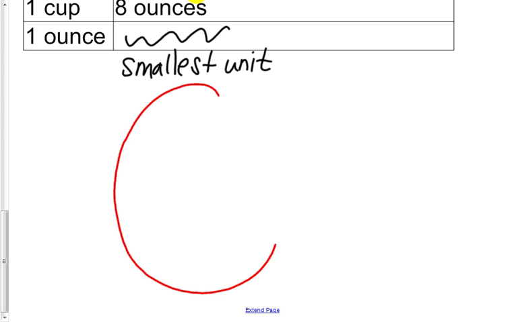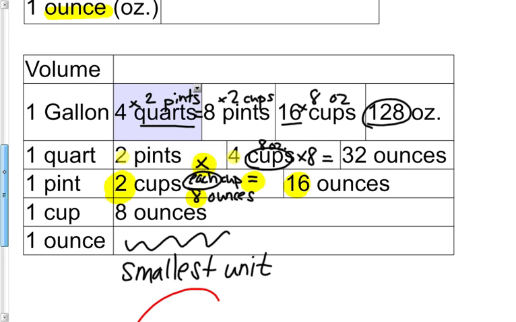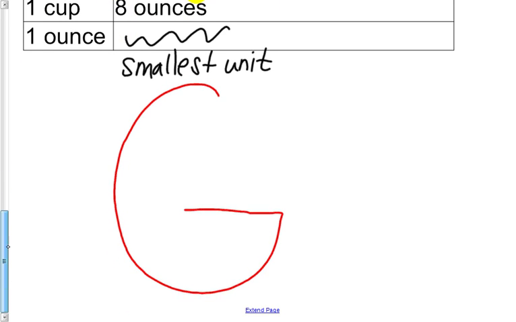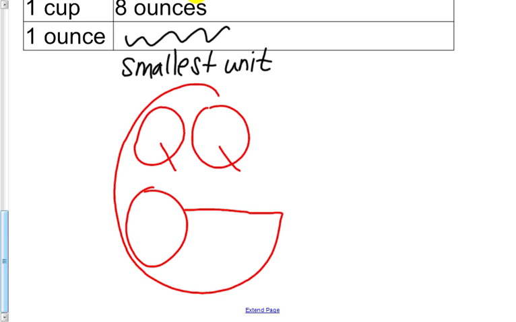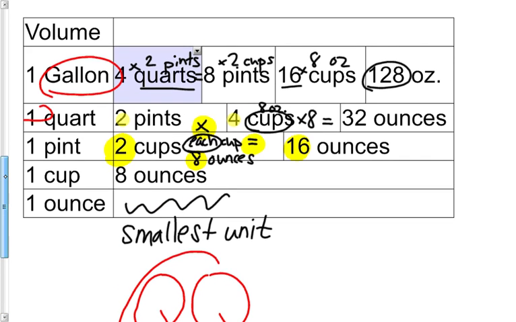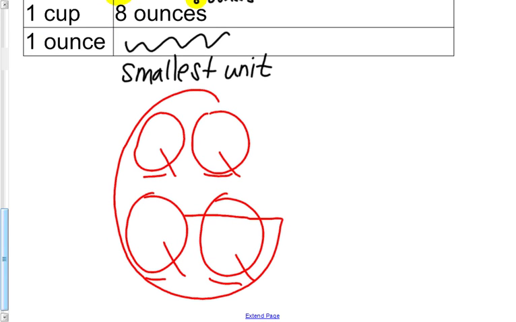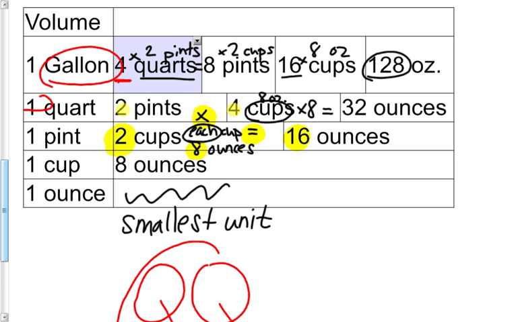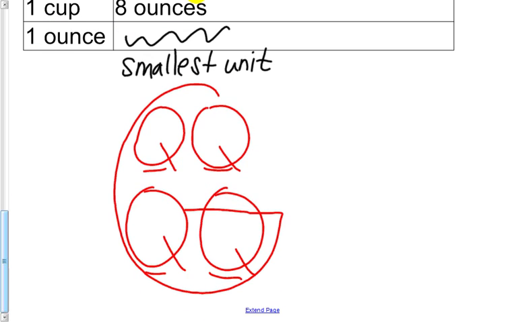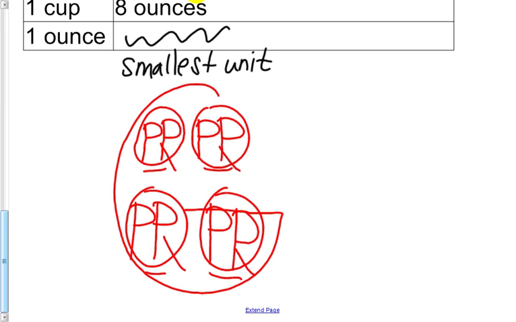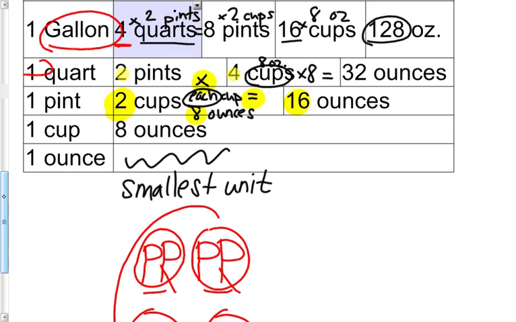So this visual, we draw a big G, which is going to stand for gallon. Inside the G, I'm going to draw 4 Q's because there are 4 quarts in 1 gallon. So we can see 4 Q's in 1 gallon in that 1 G. Now, what's in a quart? Well, 1 quart is 2 pints. So I'm going to draw a P inside every Q. P, P, P, P, in every quart.